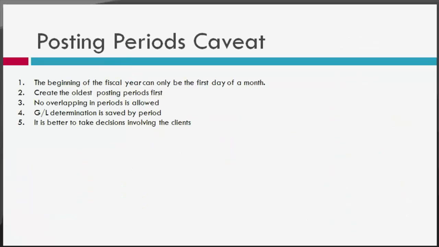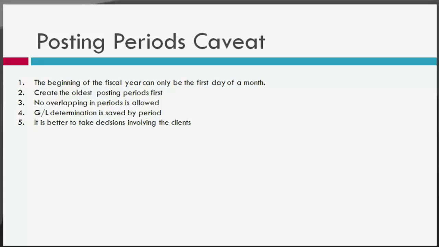Let us understand what the mandatory steps within the posting periods are. When creating new posting periods, we have to bear in mind the following important steps. The beginning of the fiscal year can only be the first day of the month. The start of the fiscal year is set automatically on the first day of the month that was entered in the posting date from field. It is highly recommended to create the posting periods from the earliest period onwards. These things we will be seeing in the next slides.